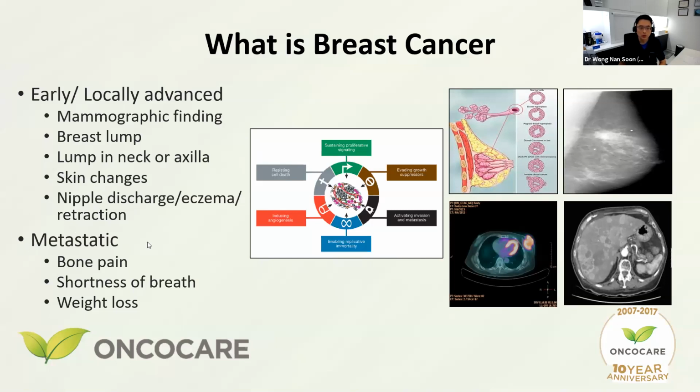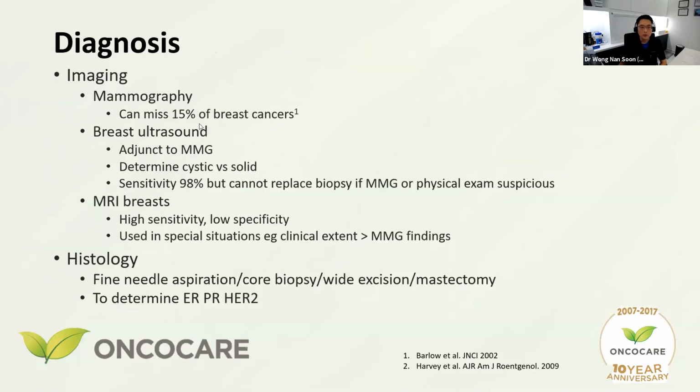In a more advanced stage, during metastasis, patients can develop bone pain. The tumor spread into the lungs can lead to shortness of breath, and weight loss is a very advanced symptom of breast cancer. Now, in diagnosis, we rely on imaging as our first step, but ultimately histology is required to confirm breast cancer. A few take-home messages about imaging is that mammography can miss about 15% of breast cancers.